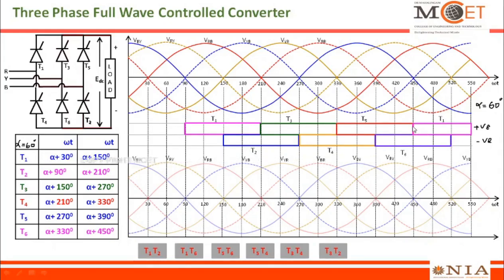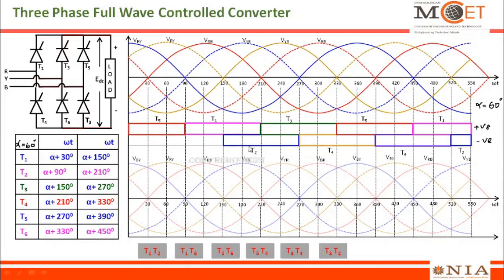And after T6, again T1 will come into the picture, which will start at 450 and continue for the next 120 degree duration. And T2 will start here and it will continue for the next 120 degree duration. If you look at the boxes left empty, before T1 there are 3 boxes. Before T1 I have T5, so T5 will be conducting for the remaining 3 durations of this particular cycle, that is from 0 to 90 degrees.